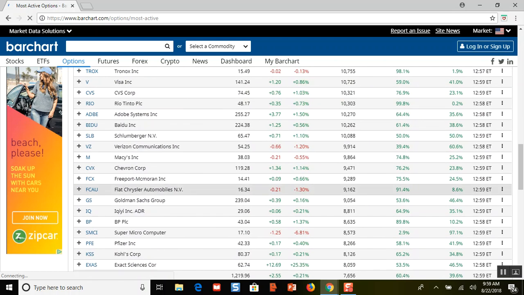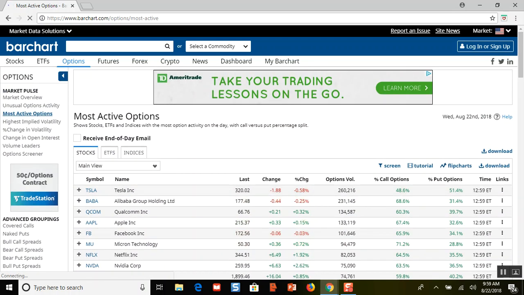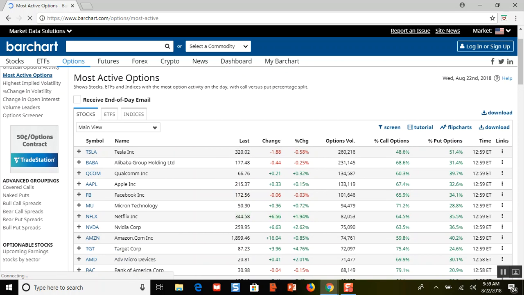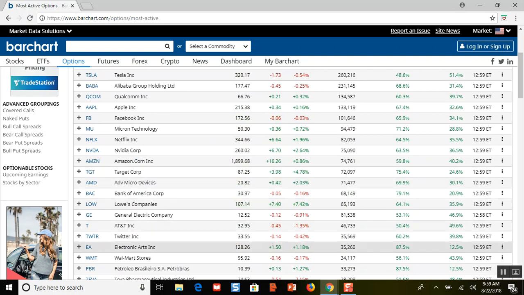And up here at the top, this is for today, August the 22nd 2018, the market is still open, and already 260,000 options have been traded on Tesla. Next is Alibaba, third is Qualcomm, fourth is Apple, then Facebook, Micron, Netflix, Nvidia, Amazon, Target. These are all highly active, highly traded, high volume stocks with lots of options. So that's the first thing you do.